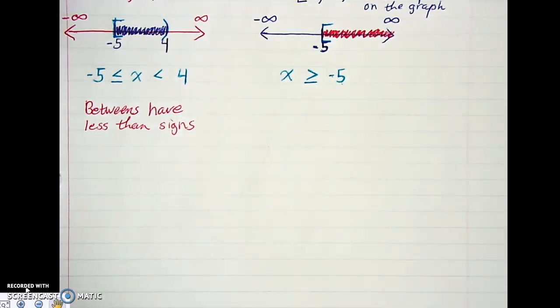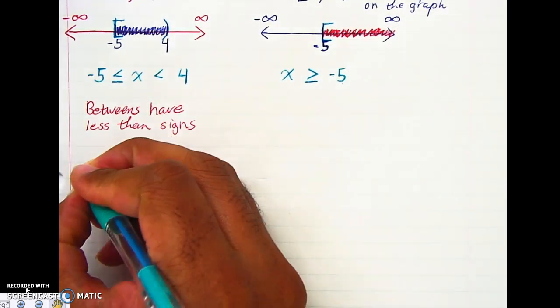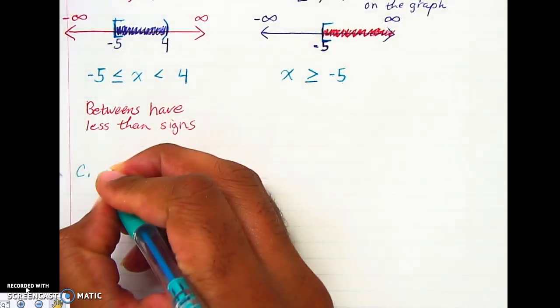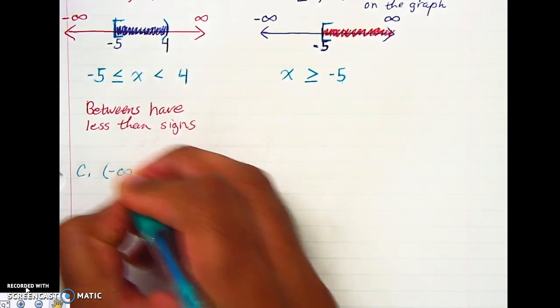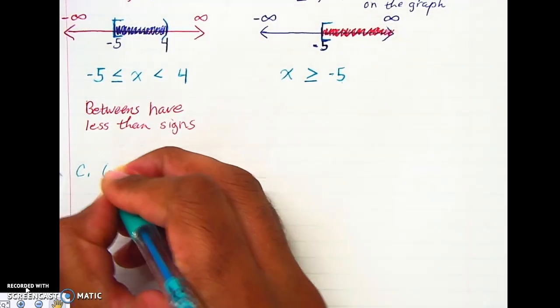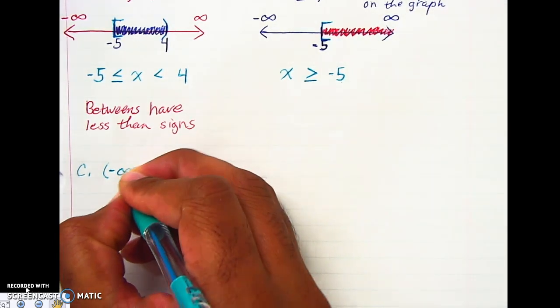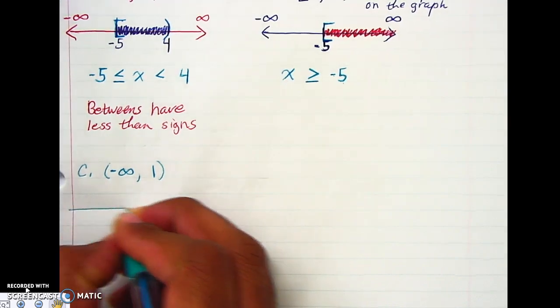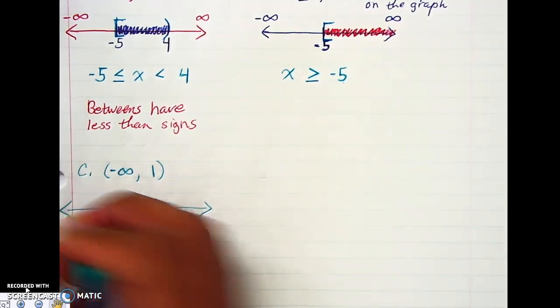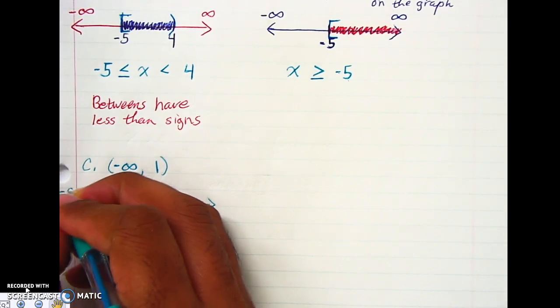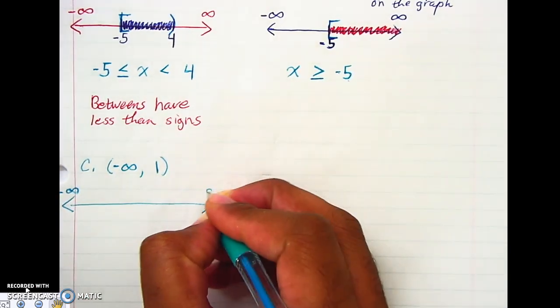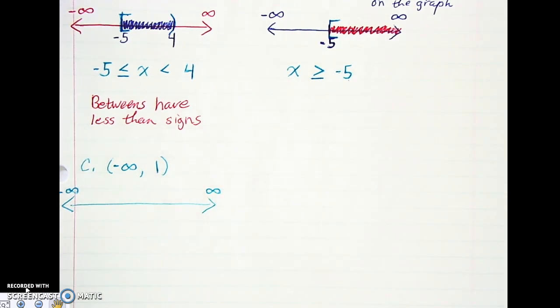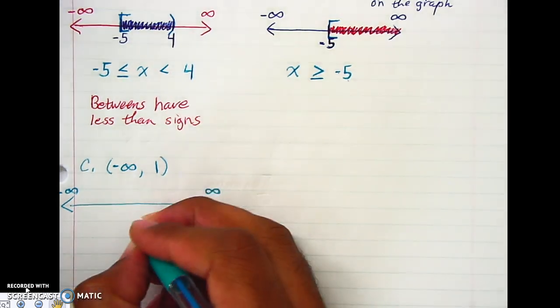Let me do it in this one. Right here. All right, and this is our very last one, and then I'll let you loose on some practice problems, some classwork type stuff. So the last one is from negative infinity to positive 1. And so again, we're going to do a number line here. We'll add our infinities. We're going to put our number 1 in the middle.